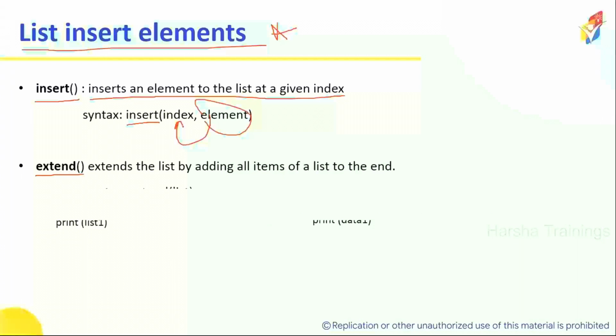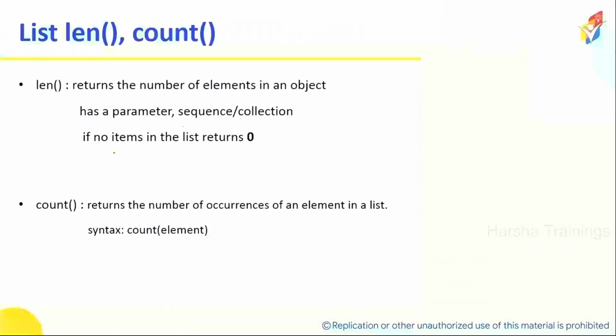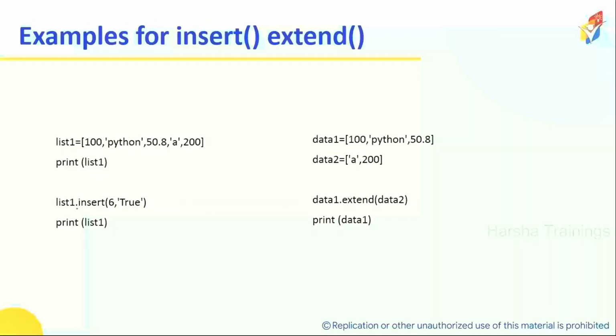Once again, I'm discussing a simple example. Look here carefully. How many elements are here? 0th index, first index, second index, third index, and fourth index. Now, I wanted to insert true at the 6th location. Because the 6th location is not there, it will be inserted at the end. Is it okay?